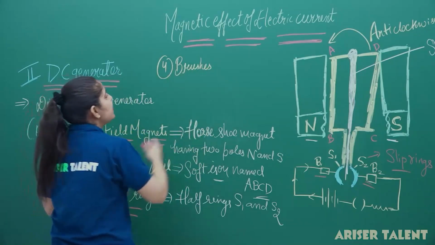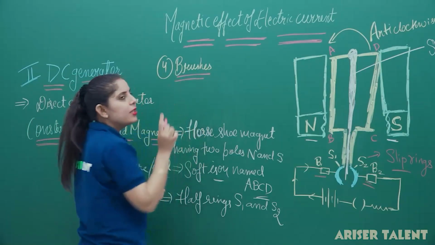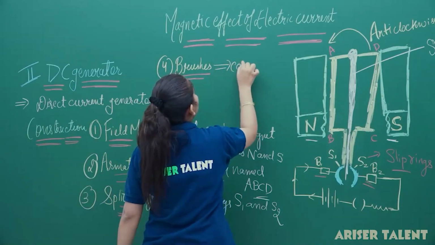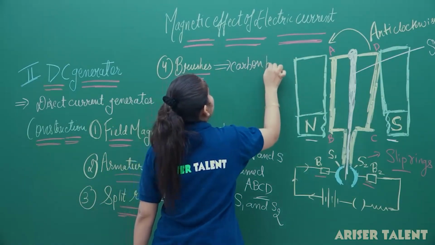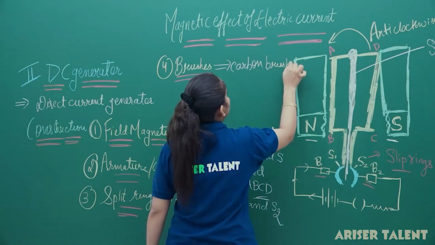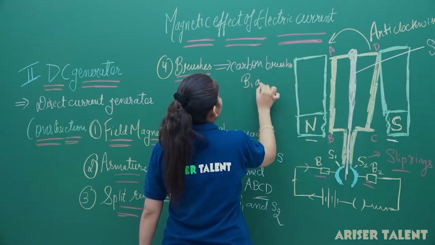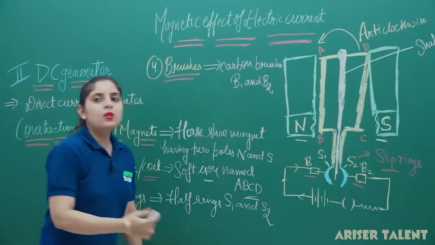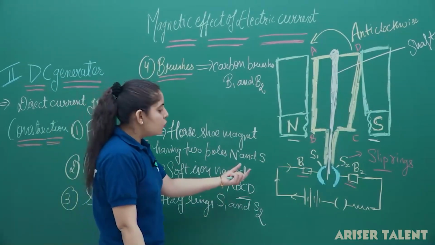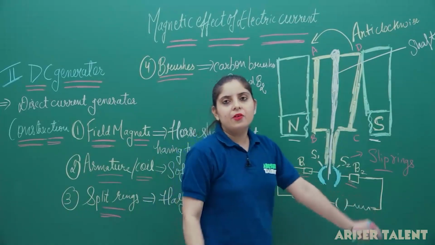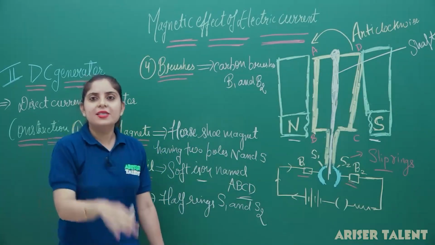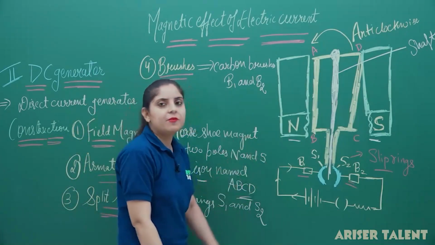Fourth thing is brushes. The brushes here are the carbon brushes B1 and B2, connected with the slip rings S1 and S2. Now, the whole system is connected with a source of battery, a key and one resistance in the circuit. So, this is the whole picture, or the whole construction, of the DC generator.